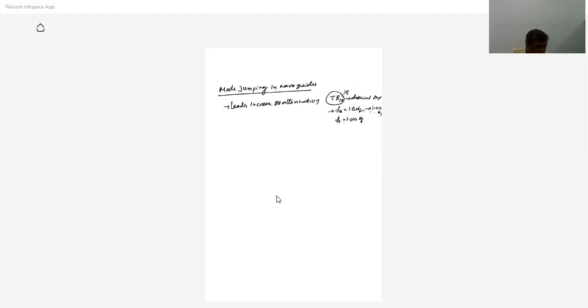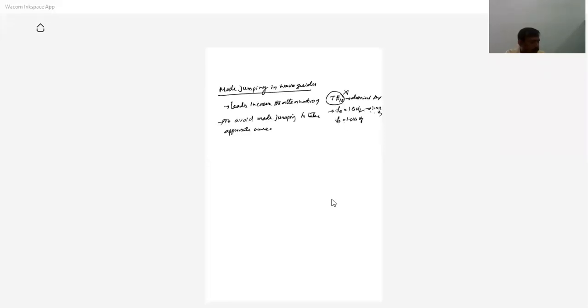How to avoid mode jumping? To avoid mode jumping, we can go for proper, appropriate selection of the waveguide structure. In this way, we can avoid mode jumping in the rectangular waveguide. Then we can go for the next one.